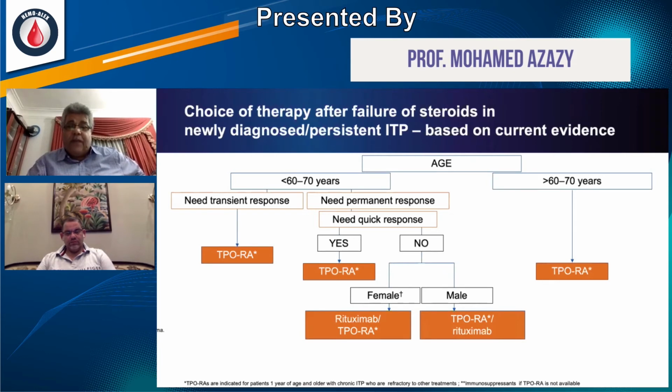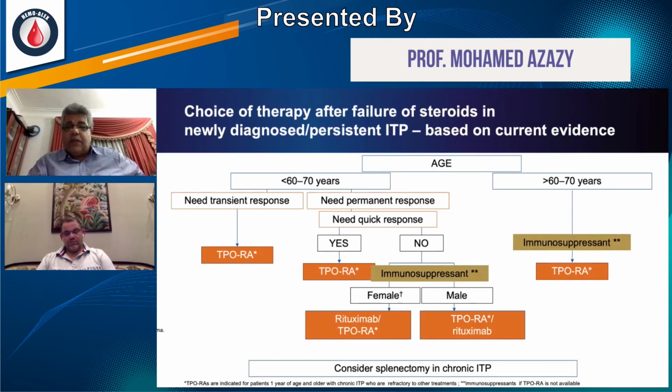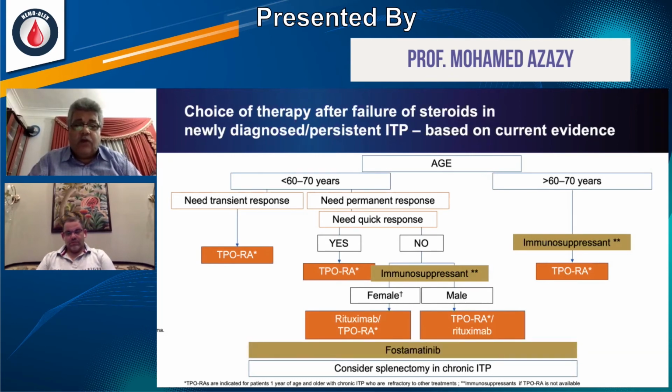If the patient has no need for a permanent response or quick response, for female, go for rituximab, particularly in the young female. For male, it's better to use the TPO rather than rituximab because the response is much better. And finally, splenectomy, if needed or deemed necessary in those patients with chronic ITP, consider it. Immune suppression is now decreasing its role in the management of ITP, whether in the elderly or the younger age group. Finally, fostamatinib is now considered a new drug that will show better response for patients with ITP.